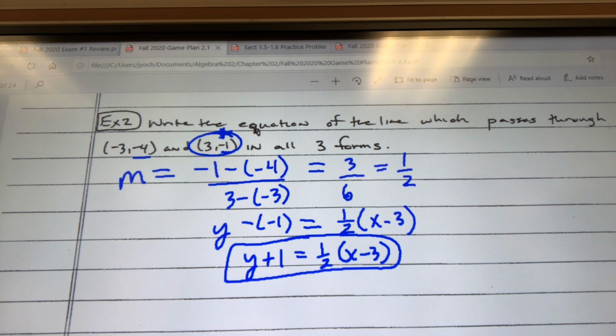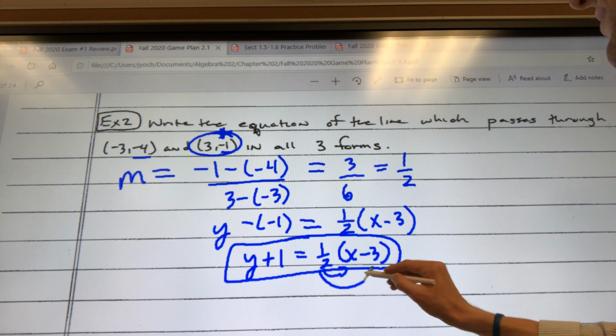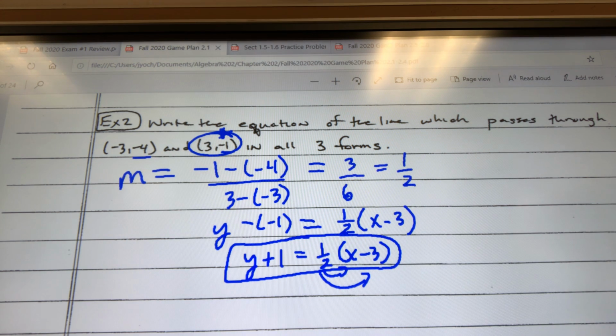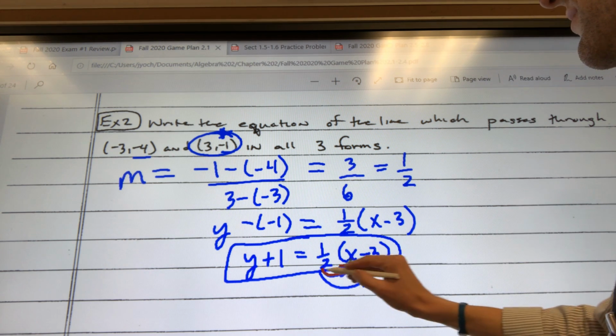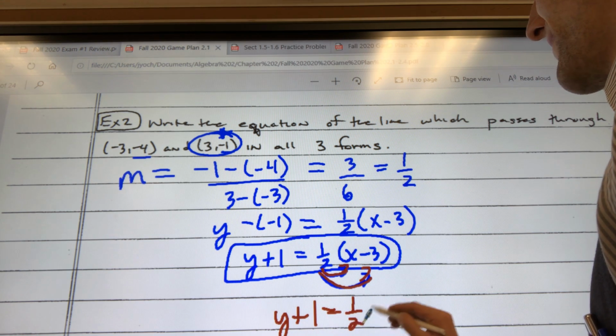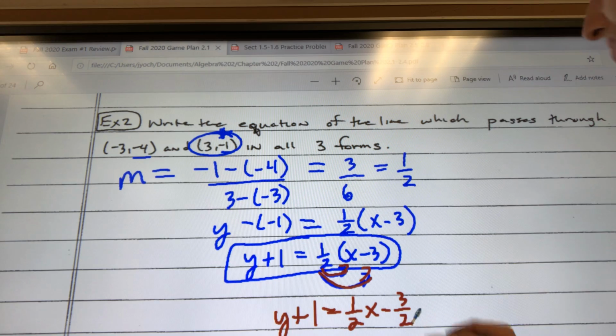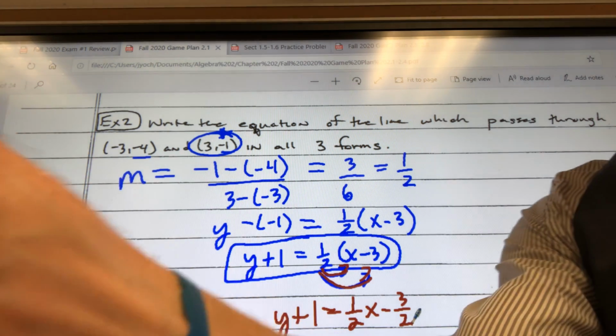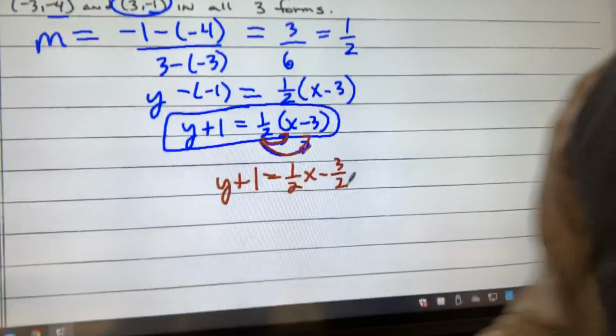Now, this one's not fantastic because we're going to have some fractions in play. Uh-oh. So, yep, no getting rid of those. I'm going to distribute. It's a good one for us to do in a video. Y plus 1 is 1/2 x minus 3 over 2. All right, half times 3 is 3 over 2.